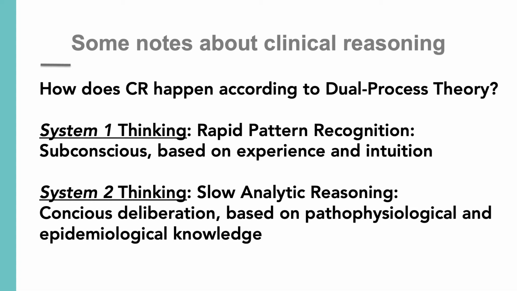So, what has actually happened when clinical reasoning occurs? According to a theory which is called the dual process theory, and contains two elements. One is system one thinking, and the other is system two thinking. System one thinking is the rapid pattern recognition. It is a subconscious process based on experience and intuition. System two thinking is a slow analytic reasoning process. It is conscious deliberation based on pathophysiological and epidemiological knowledge.